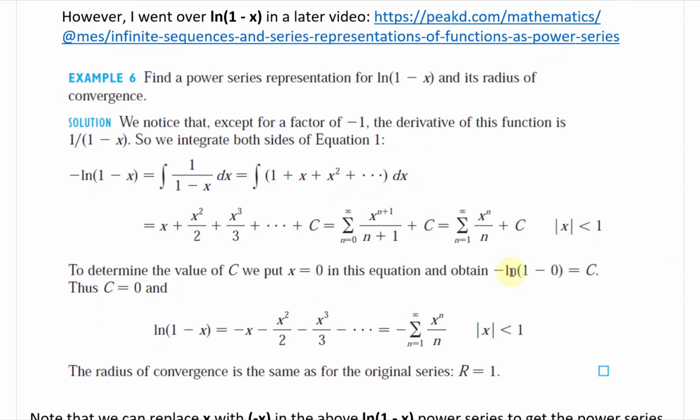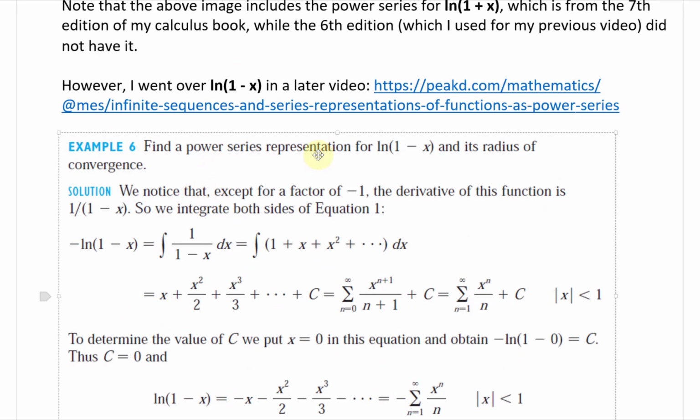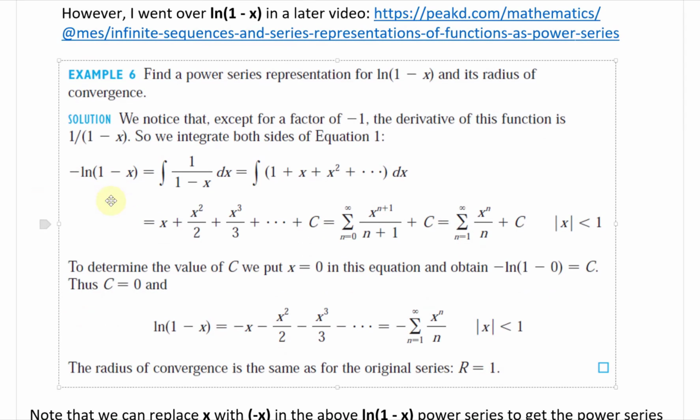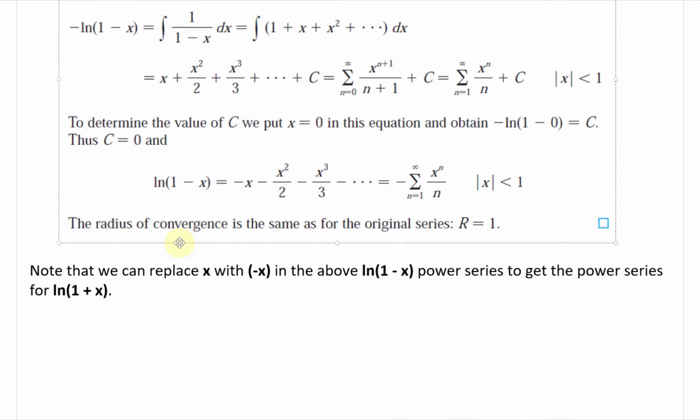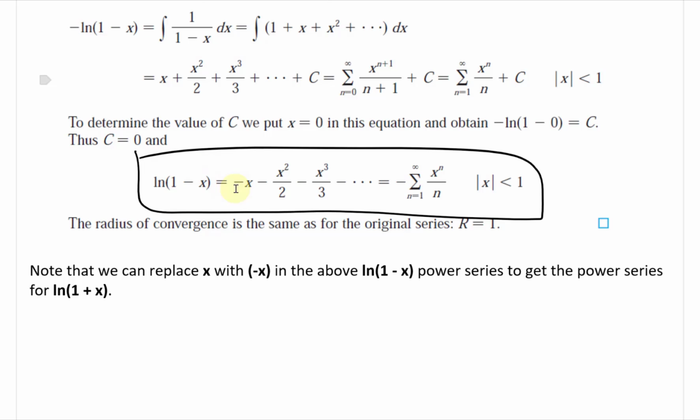So again, this is a power series video. This was part of example 6. Just to illustrate here, find a power series representation for ln(1 - x) and its radius of convergence. And I showed that going over a bunch of steps and basically solved it over here. So ln(1 - x) equals negative x minus x squared divided by 2 minus x cubed divided by 3. So these are all minus.